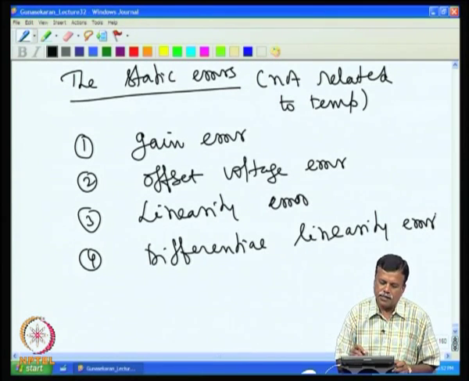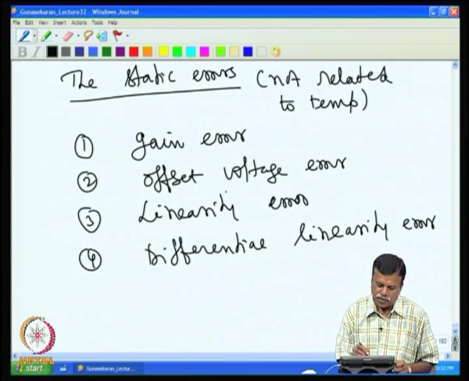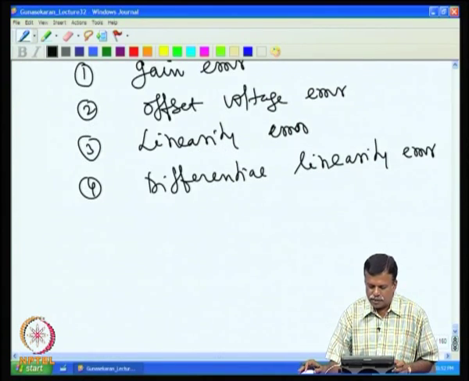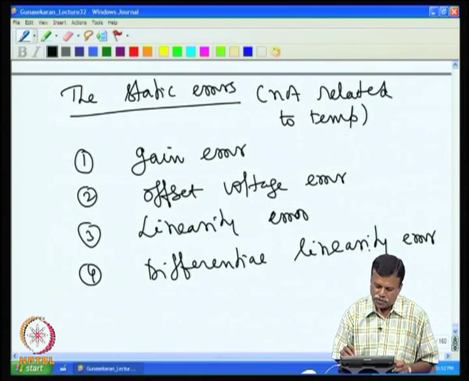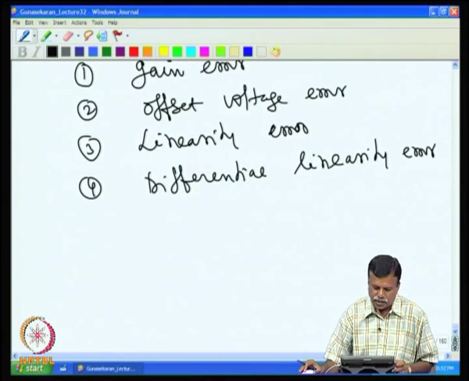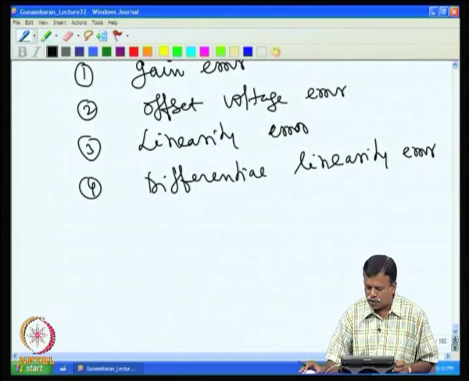These errors are always there, and have nothing to do with the temperature. Even at any given temperature you have these errors, and of course they change with the temperature. We are not much worried about differential linearity error or linearity error changing with temperature. These two errors, gain error and offset voltage error, changing with temperature is an issue. So, what are these errors and why does one have to worry about this?